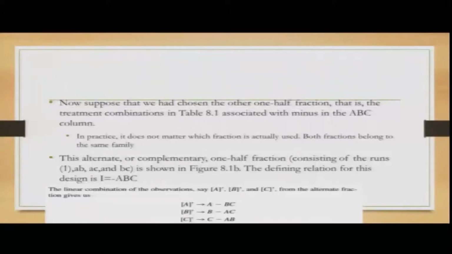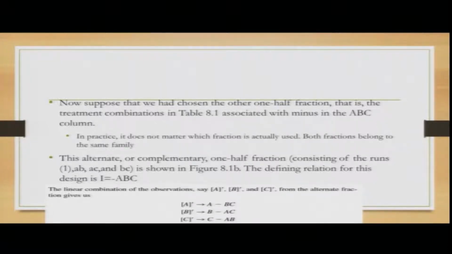Now, suppose that we have chosen the other one half of the fraction, that is, the treatments are combined in such a way that we have Table 8.1 associated with minus in the ABC column. In practice it does not matter which fraction is used. Both the fractions belong to the same family, so based on that we can do the calculations.